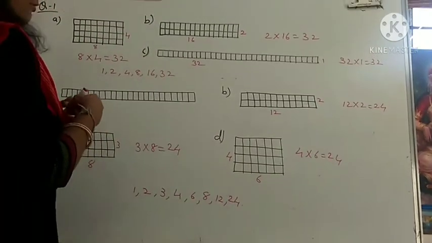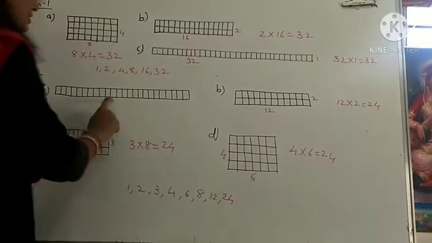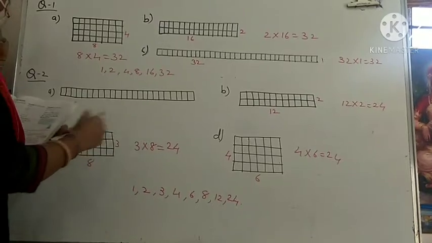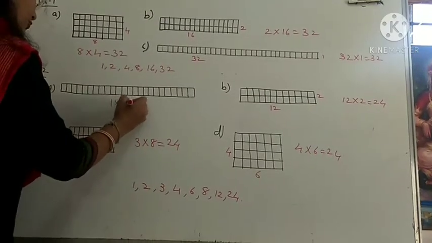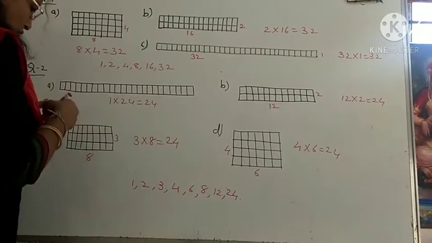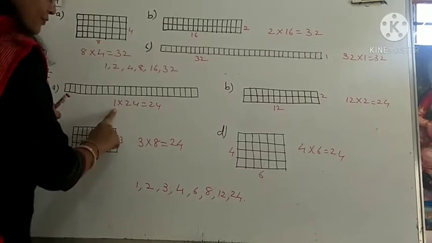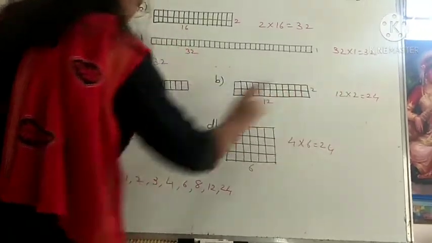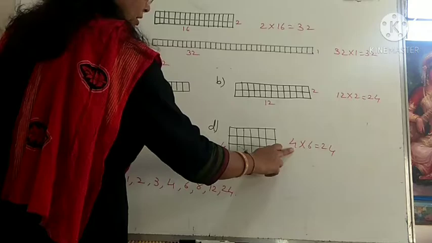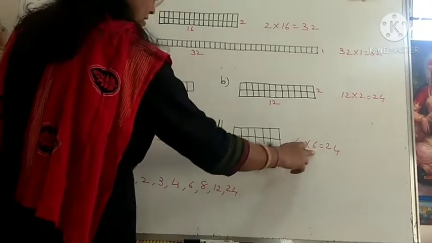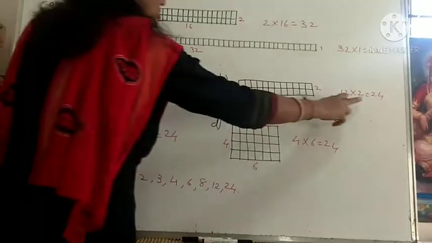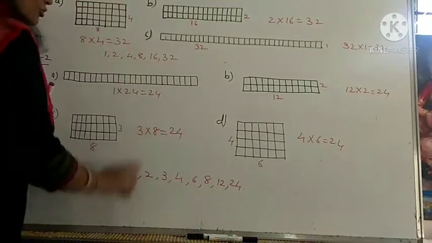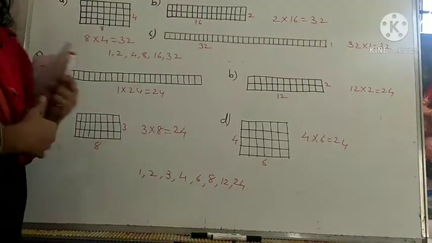Okay. See, from here only I am explaining to you. This is 1, here it is 1 24 is 24. This is given. Okay. So 1, then 2 from here, 3 from here, 4 from here. Okay. 6, then 8, then 12 and then 24. So these are the factors of 24. Right?